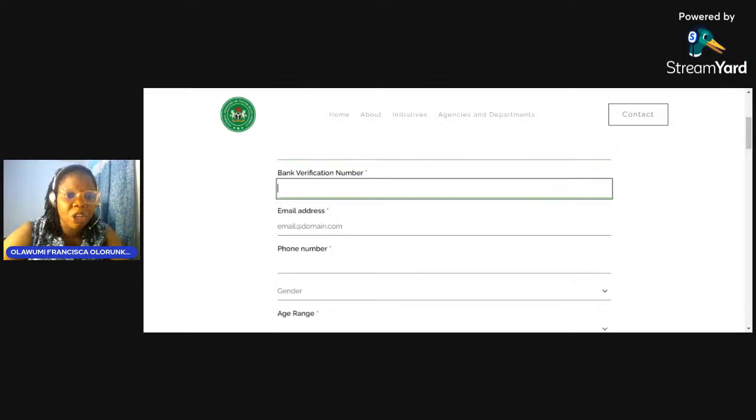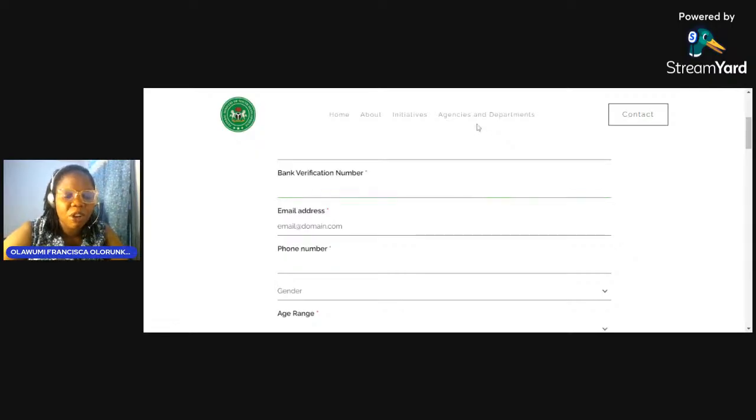Then your bank verification number. So type in your bank verification number, that is your BVN. If you don't have it, I think when you dial *560*0# on your mobile devices, irrespective of the network, you should be able to get your BVN number.